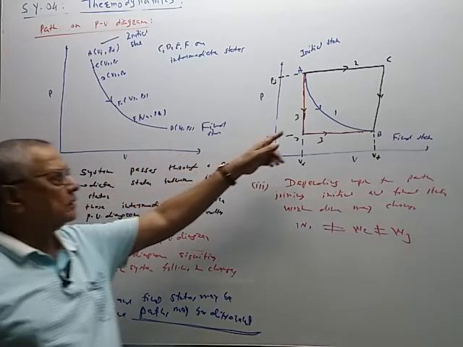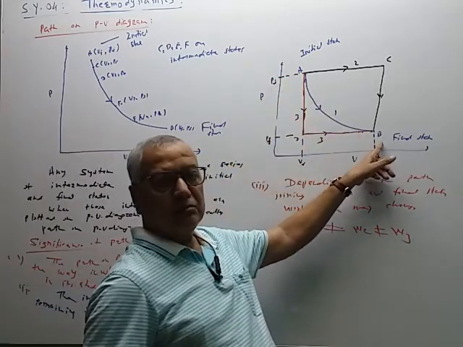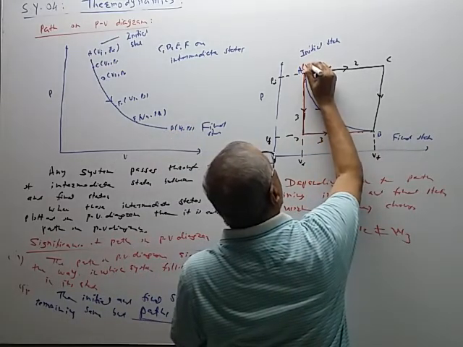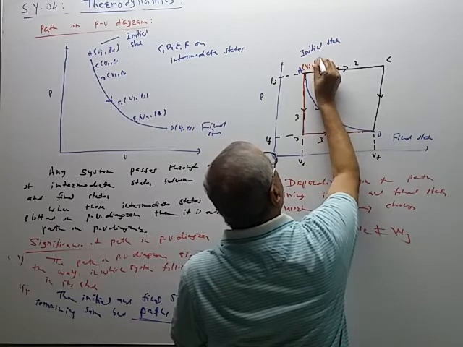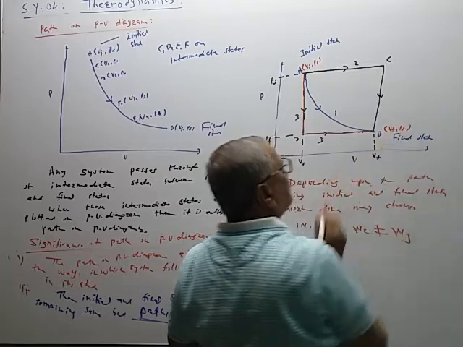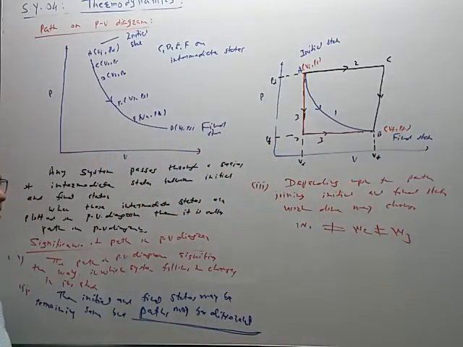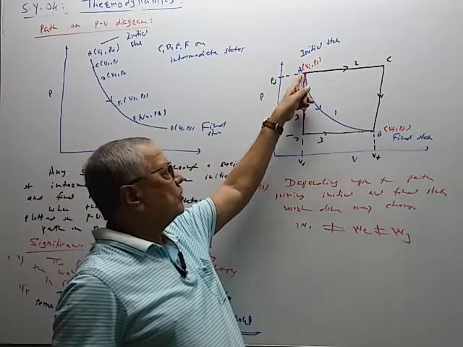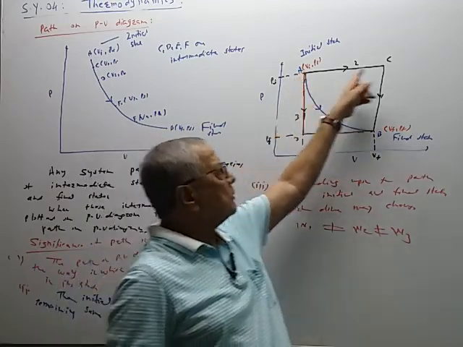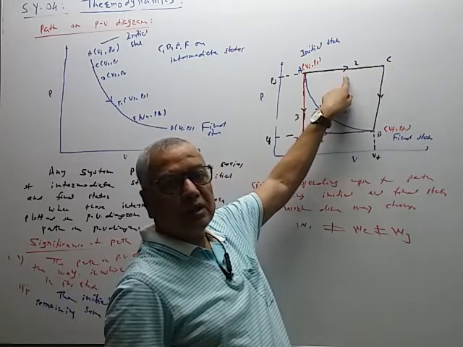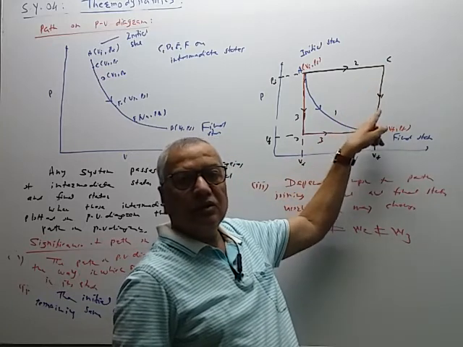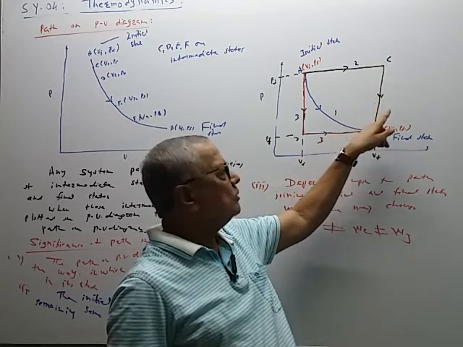So in all these 3 paths, the initial and final states are the same, A and B. This A has initial volume Vi, pressure Pi. The final state has volume Vf, pressure Pf, like this. But the intermediate states are different. In this case, the pressure and volume are continuously changing, path number 1. In this case, initially from A to C, the pressure remains constant, only there is a volume expansion. Then from C to B, there is a change in pressure only, no change in volume, like this.